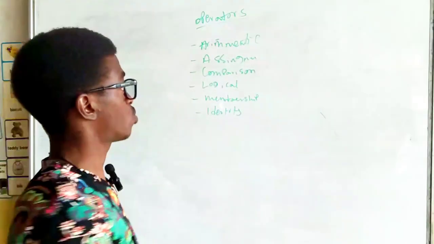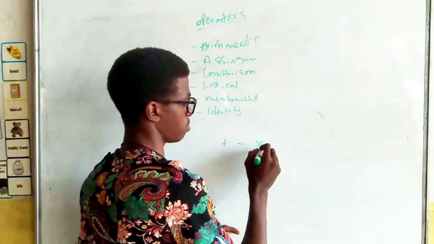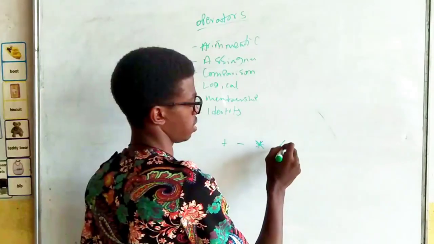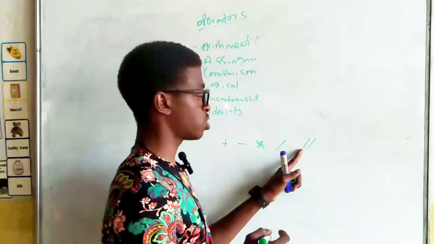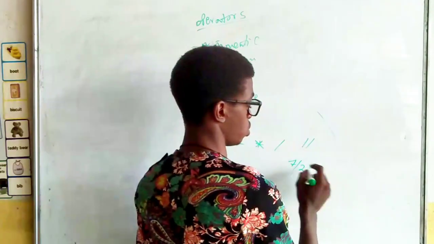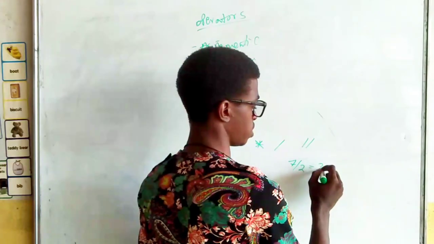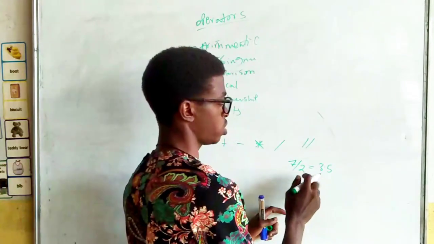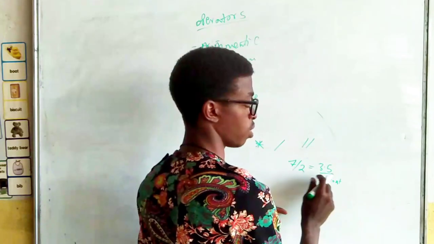Let me jump into arithmetic operators, which you already know. It's plus, minus, times, and divide by, then double division. If I say 7 divided by 2, the result is going to be, I think, 3.5. Yes, so you see, it's going to give you a floating point, a float data type.